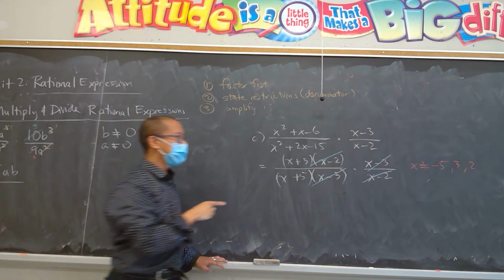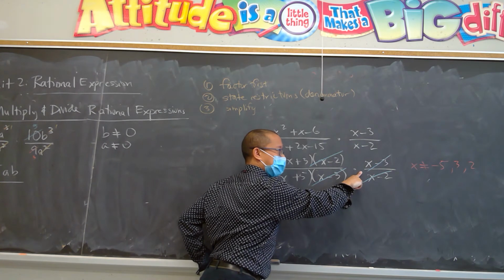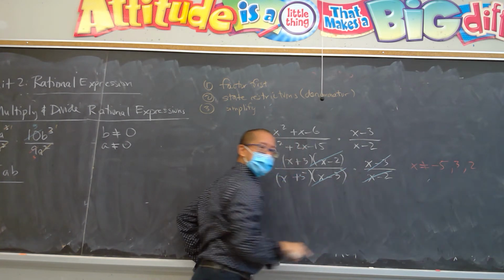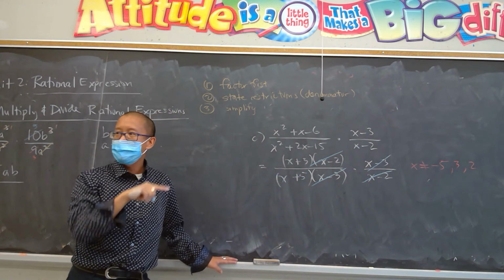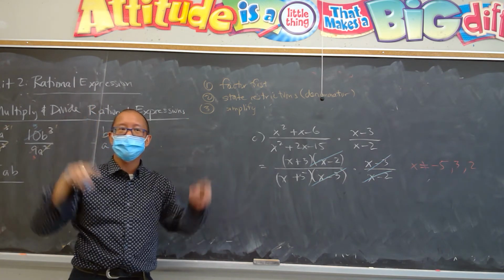Because it's all multiplication. And some students say, but Mr. Chen, what the hell? There's no brackets here. But this is actually implied, right? With a rational expression that's written this way, the numerator and denominator actually have those parentheses.